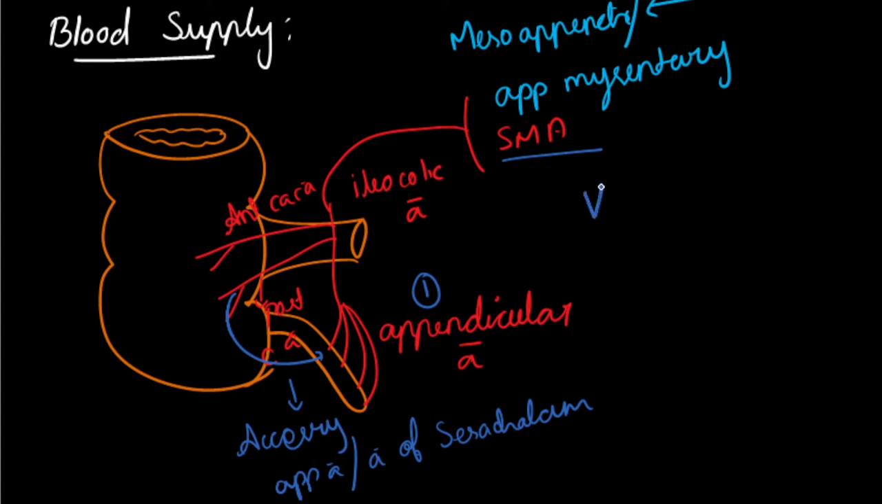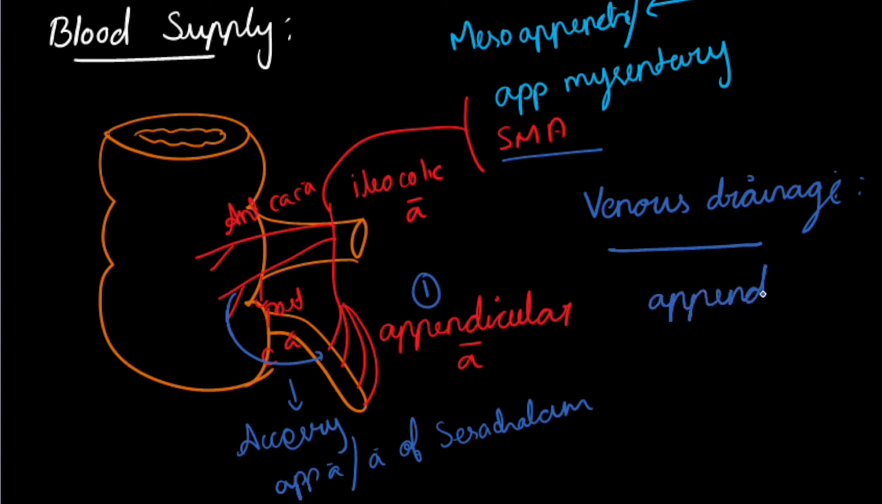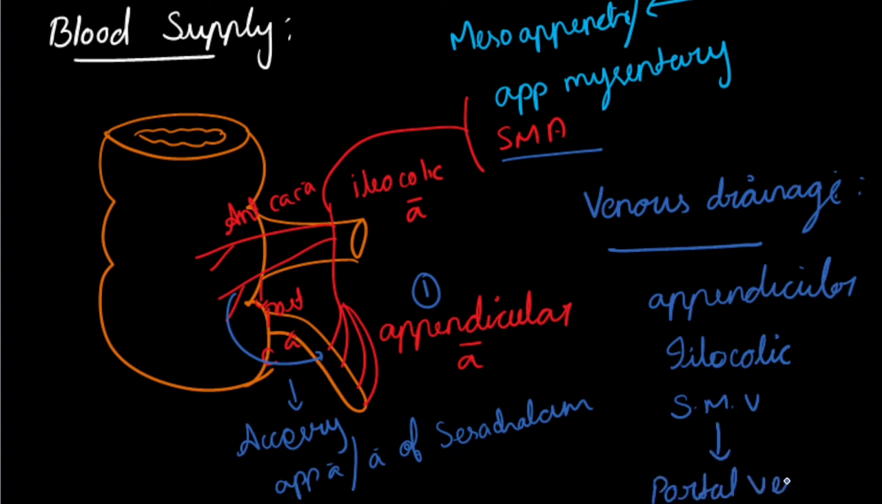So now regarding the venous drainage. The venous drainage of the appendix is mainly through the appendicular vein, ileocolic vein, and superior mesenteric vein, draining into the portal vein. So this is all regarding the venous drainage.